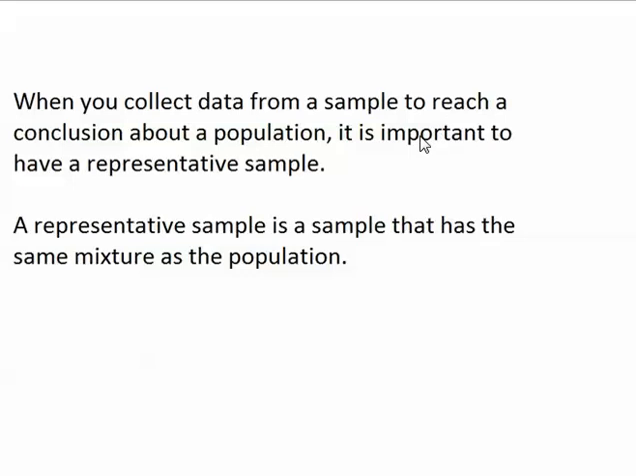Regardless of whether a researcher uses random or non-random sampling, the researcher's goal is to get something called a representative sample. A representative sample is a sample that has the same mixture as the population it came from. A representative sample is basically a mini version of the entire population, or a shrunken down version of the entire population.